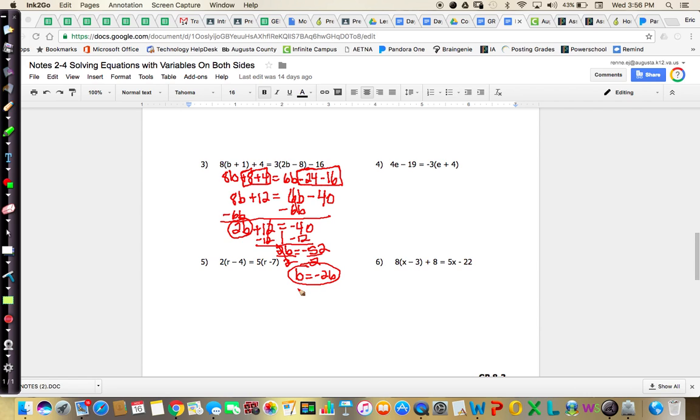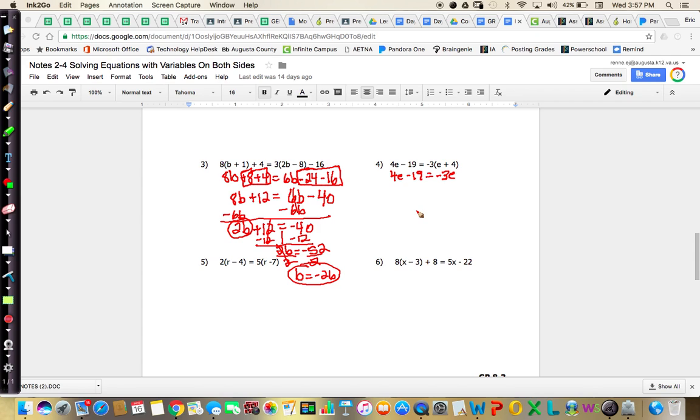Now, just a reminder, when you do these on your own, be sure you are checking your answer. And when you see parentheses, make sure you type the parentheses in using your graphing calculator. Okay, now this side has nothing to distribute, so I'm just going to copy it down. 4e minus 19 equals, now I'm going to distribute on this side, so negative 3e. And negative 3 times 4 is negative 12.